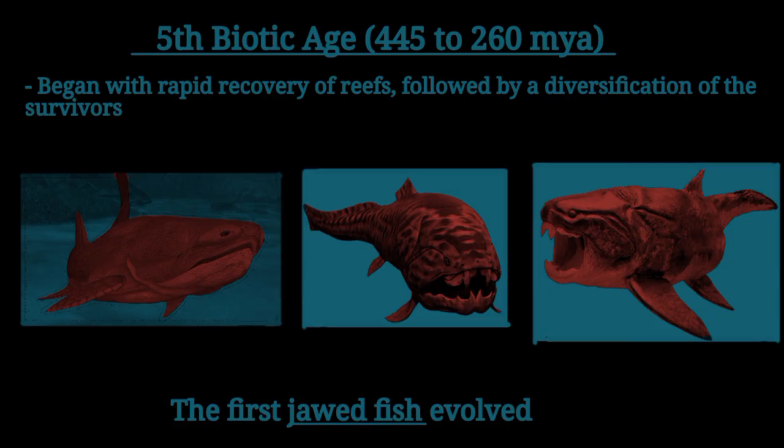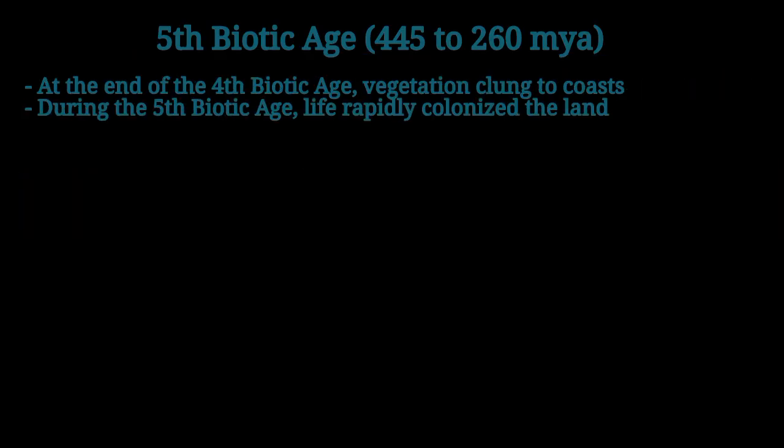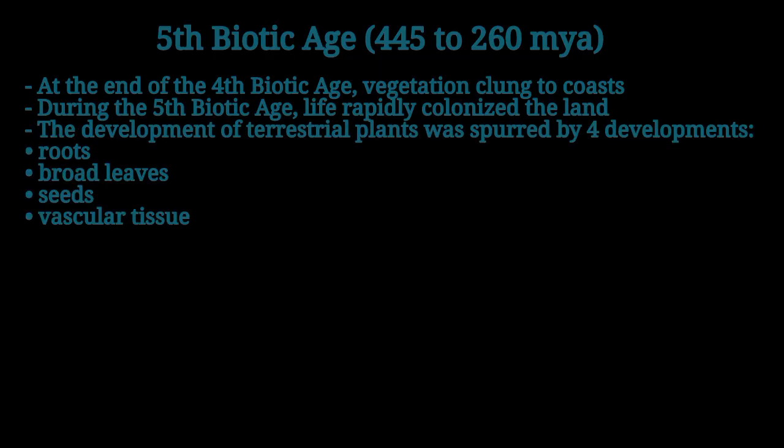The oceans, however, were not the site of the most dramatic changes. During the tail end of the fourth biotic age, stretches of low-growing vegetation clung to the coasts. Consequently, the continental interiors were left largely barren. All of that changed during the fifth biotic age. During the so-called Silurian-Devonian terrestrial revolution, life left the confines of water to colonize dry land. It did so through the successive spread of trophic levels inland, eventually culminating in full terrestrial energy pyramids. These developments were kicked off by the evolution of roots, broad leaves, seeds, and vascular tissue.